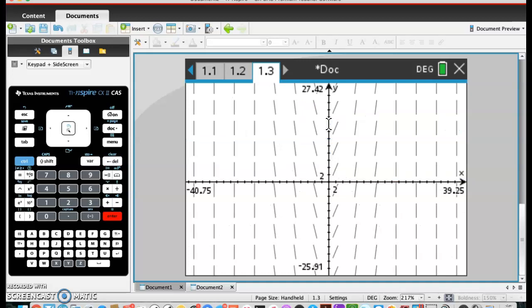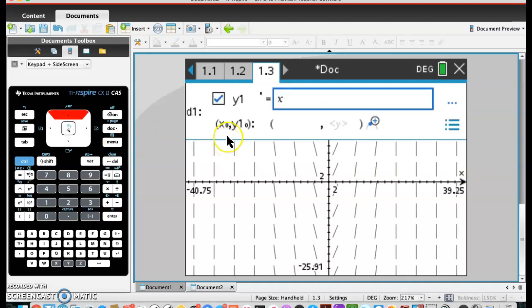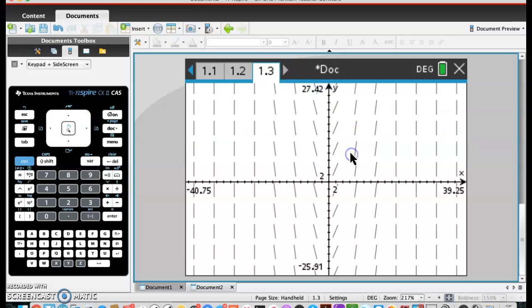Hit OK. And this is the slope field of y1 prime equals x. This says that as x gets bigger in the positive direction, the slope is going to get bigger in the positive direction. But as we change y values, the slope isn't going to change at all because there's no y in the actual slope. So let's take a look.